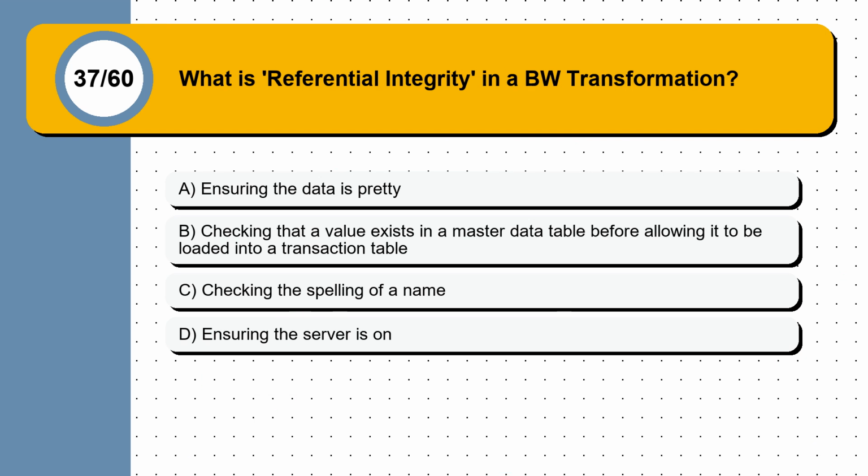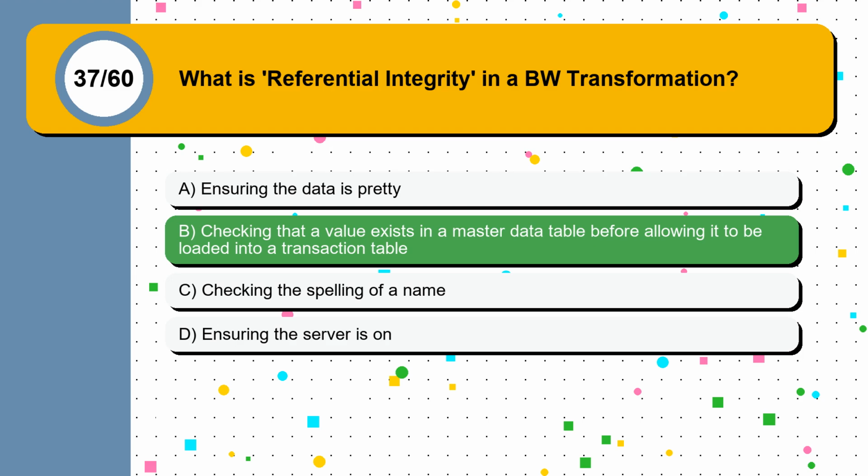Question 37. What is referential integrity in a BW transformation? Option A, ensuring the data is pretty. Option B, checking that a value exists in a master data table before allowing it to be loaded into a transaction table. Option C, checking the spelling of a name. Option D, ensuring the server is on.